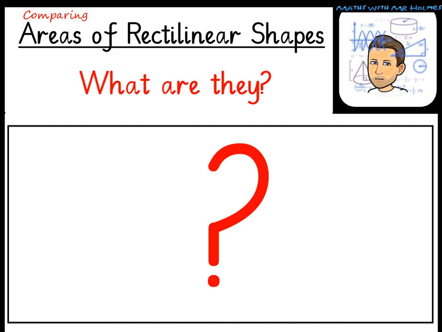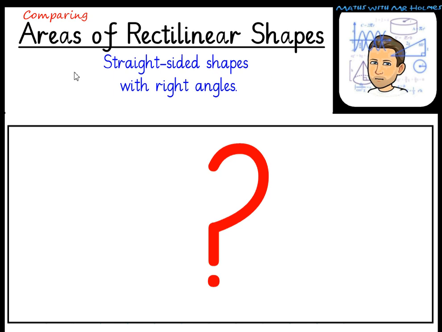Okay, so let's have a quick recap of what rectilinear shapes are. Remember, they are straight-sided shapes with right angles. So they have horizontal lines running across the page, meeting with vertical lines running up and down.